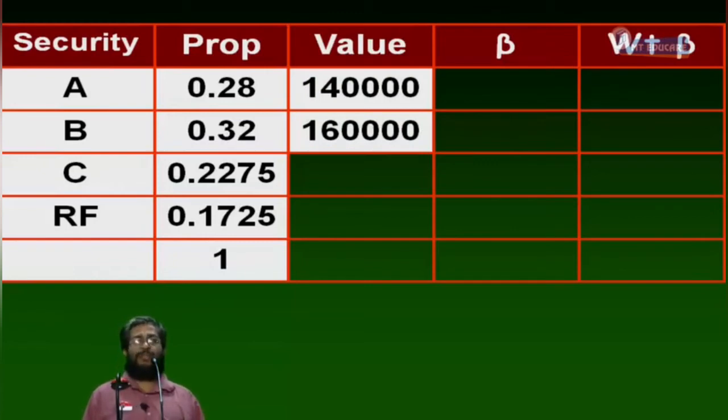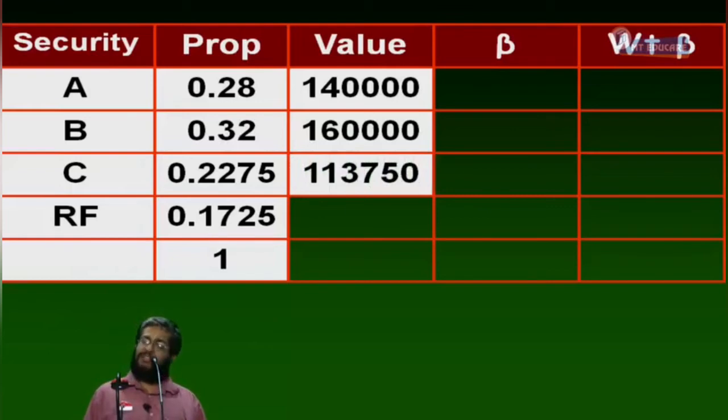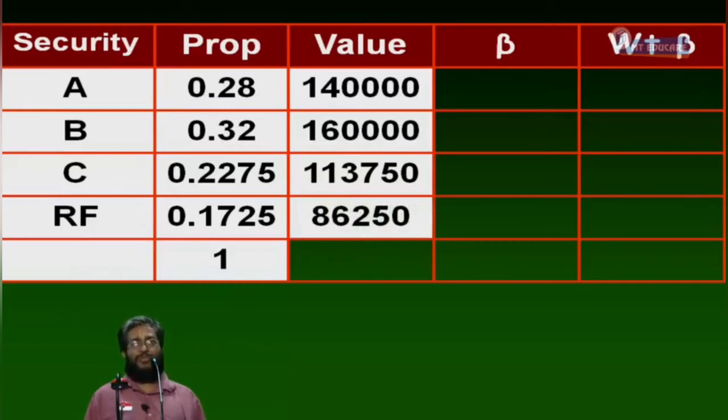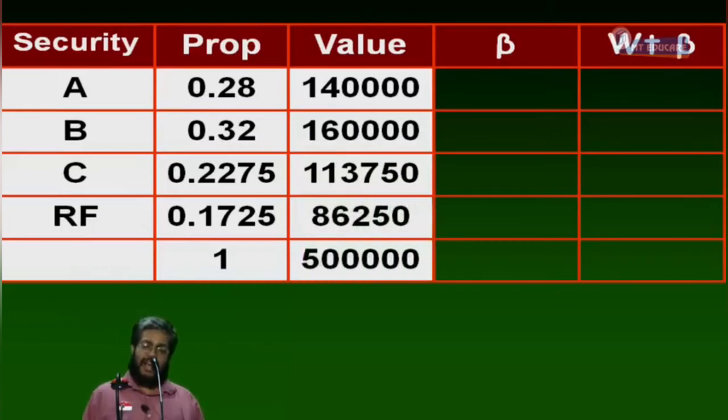Calculator, 5 lakhs into 0.2275. What's the number? 1,13,750. And RF is what? 0.1725. 5 lakhs into that is how much here? 86,250. The total value is 5 lakhs. Can I proceed? Now, tell me the beta of all these 4 stocks here.